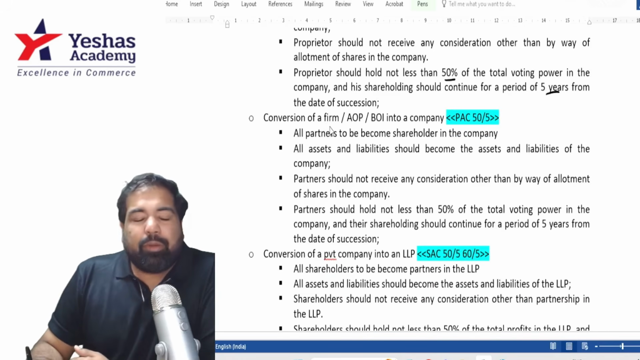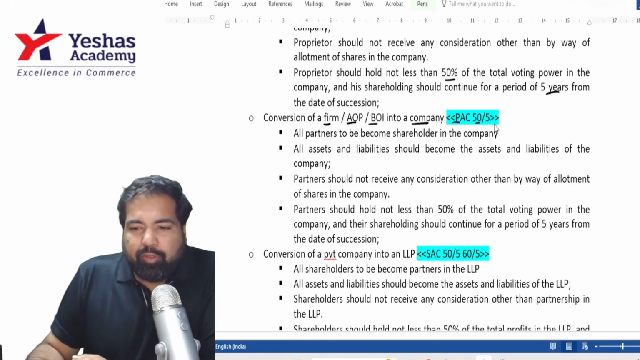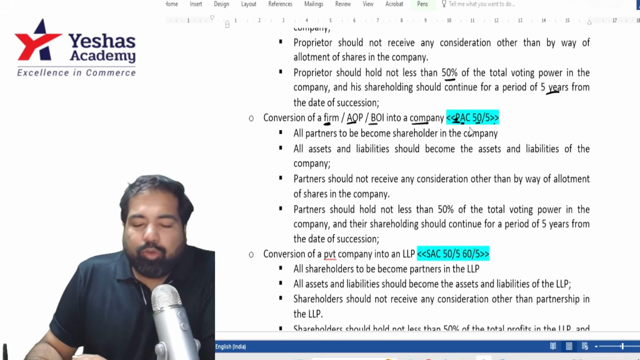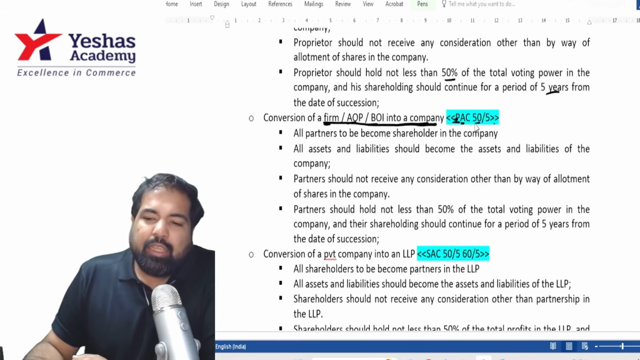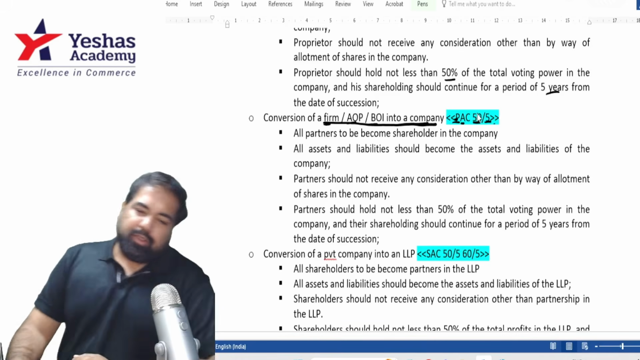Same thing, now you're converting, but not a proprietorship firm. You're converting a firm, AOP or BOI, into a company. Again, same conditions. All the partners shall become shareholders. All assets and liabilities go to the company. These people should not get any other consideration except shares. They should hold at least 50% shareholding, which is to be continued for the next 5 years.